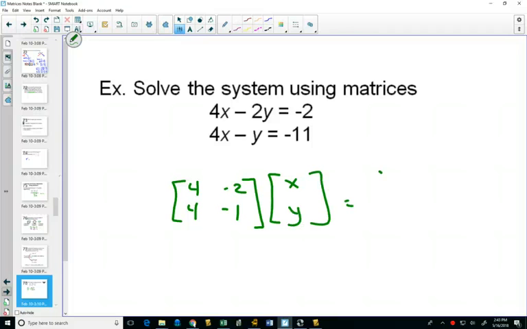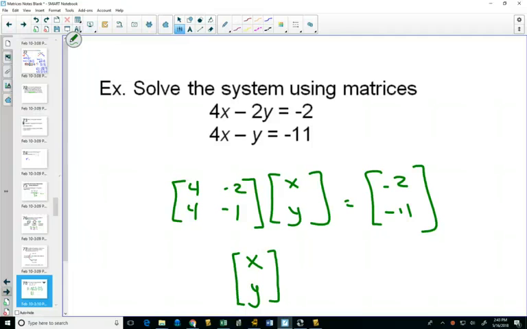And so we have our matrix equation, which is 4, -2, 4, -1, times x, y, equals -2, -11. If we multiply by the inverse, the inverse multiplying will make this side go away. The inverse of this, again, this will be 1 over -4 minus -8. Switch these ones, -1, 4. Opposite signs here, 2, -4.